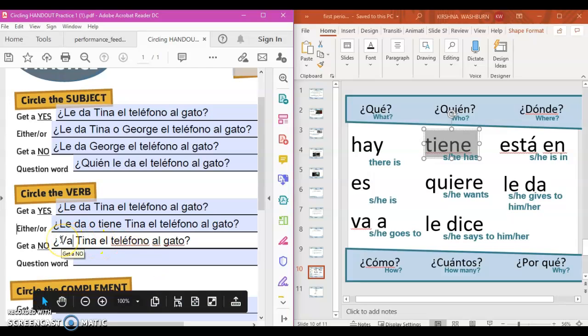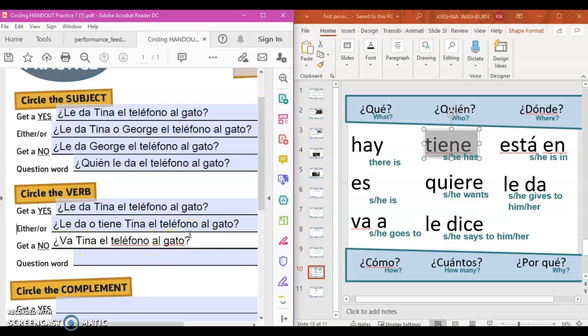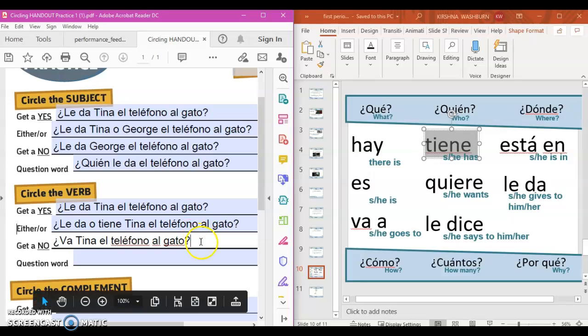Again, this doesn't make sense because of the number of words you know. Goes Tina the telephone to the cat. It's okay that it doesn't make sense. It's fine. All right, just go with it. You replaced the verb. You did your best.